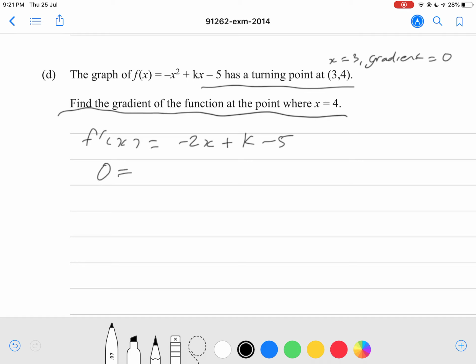So 0 equals negative 2 times 3 plus k minus 5. 0 equals negative 6 plus k minus 5. Therefore, we can figure out that k is actually 11.